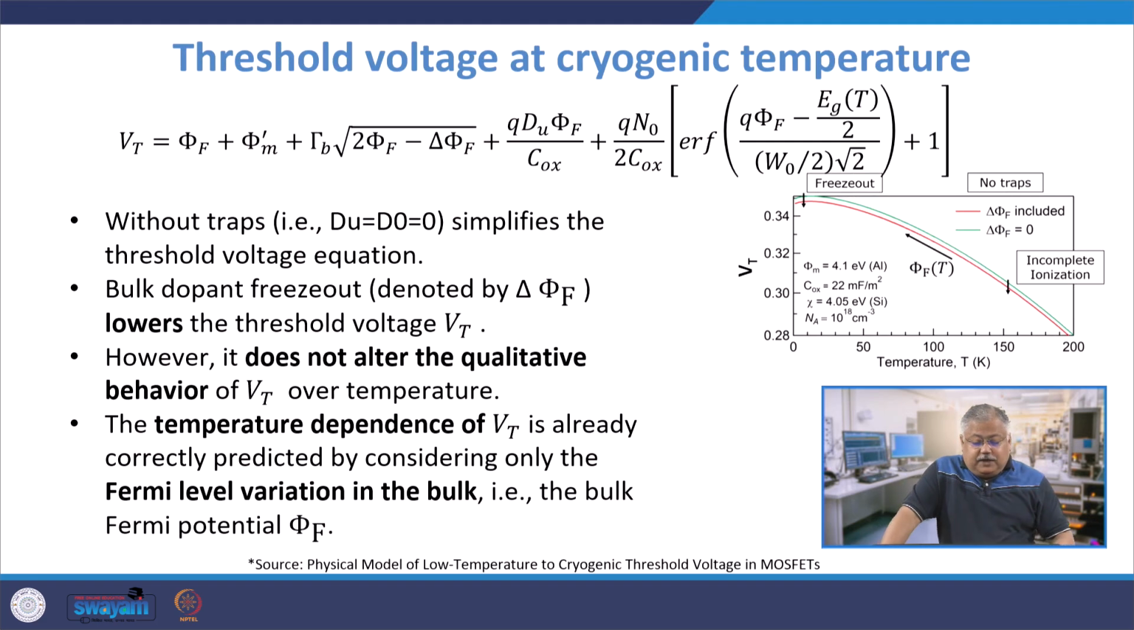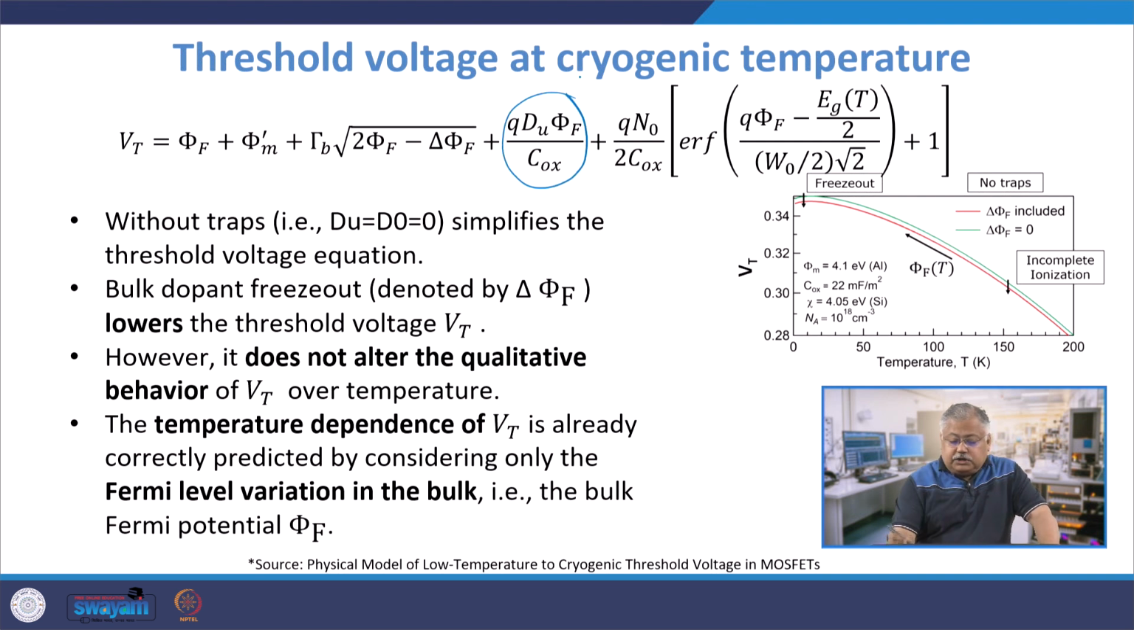Now, if there are no traps, what I need to do is, if I assume that you do not have any traps and it is a perfectly normal, or perfectly ideal, semiconductor, then we can simply replace del phi f to be equal to 0, which means that this goes to 0, right.